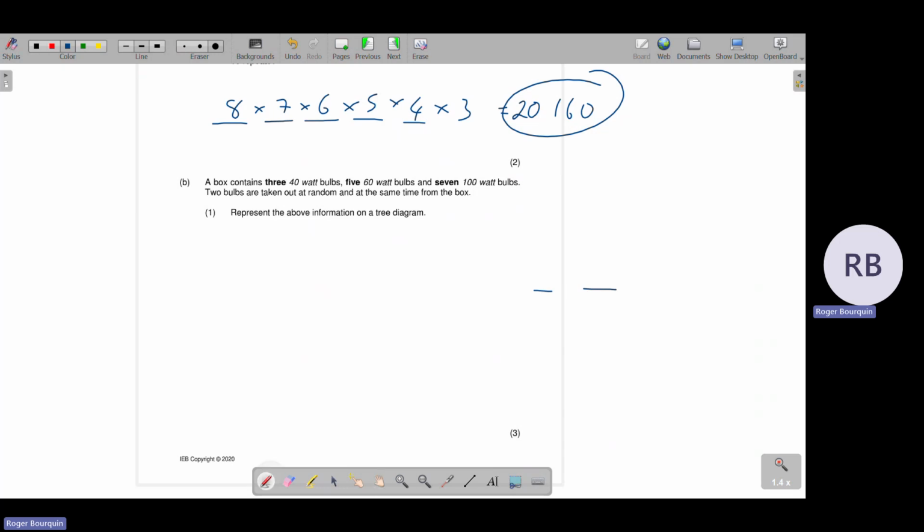So in your tree diagram, you've got the first globe that you pull out, and then the second globe you pull out. So 15. And for each one you've got 3 choices.